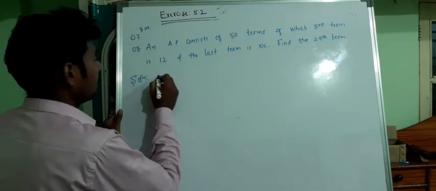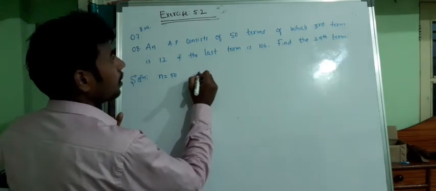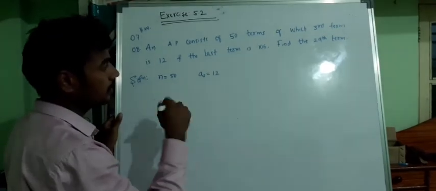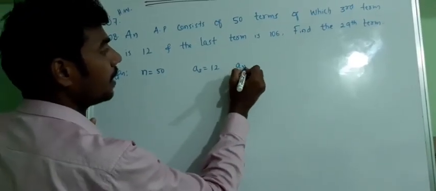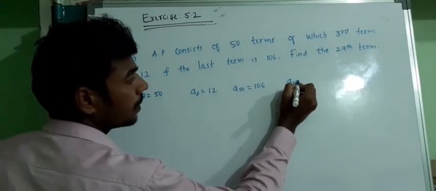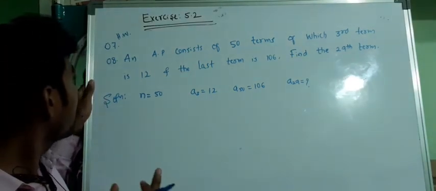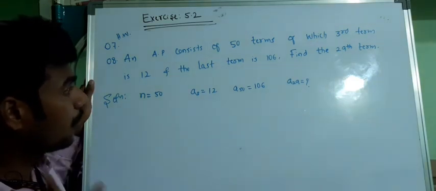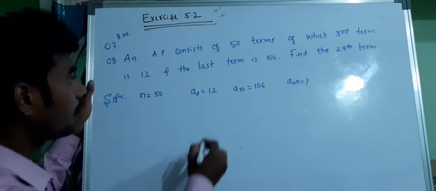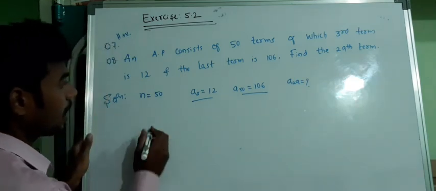See, there are total 50 terms. And in that, third term, A3, is 12 and last term, that is A50, is 106. We need to calculate A29. To calculate A29, what should I know? I should know A, that is first term, and I should know D, common difference. Then only I will be able to calculate A29. So through this data I need to calculate A and D. So look at this, how I am going to calculate.